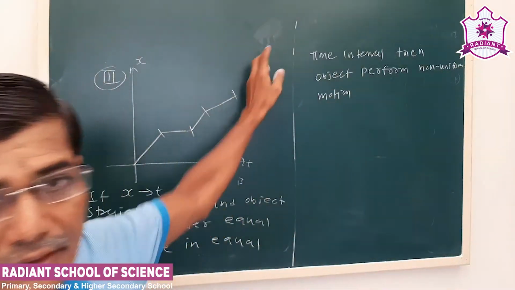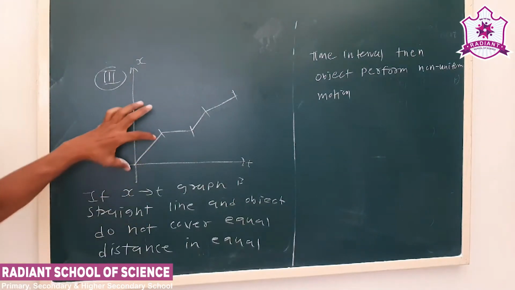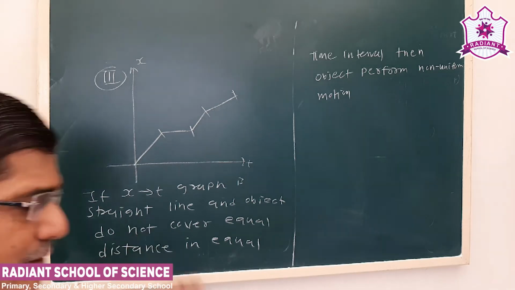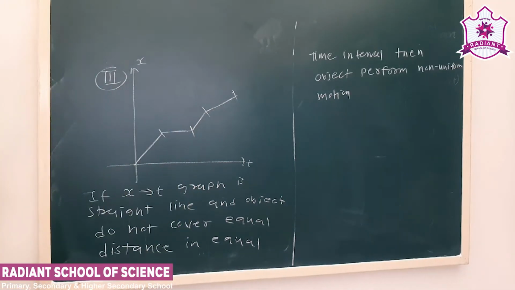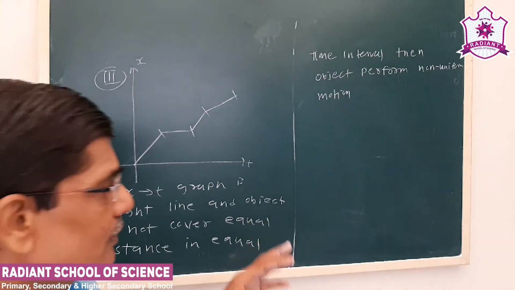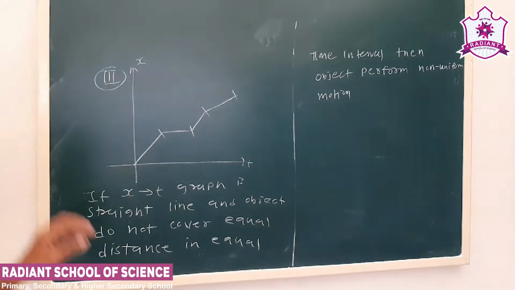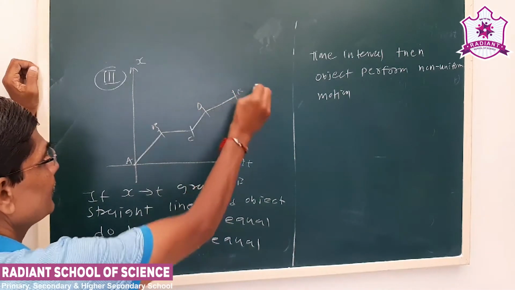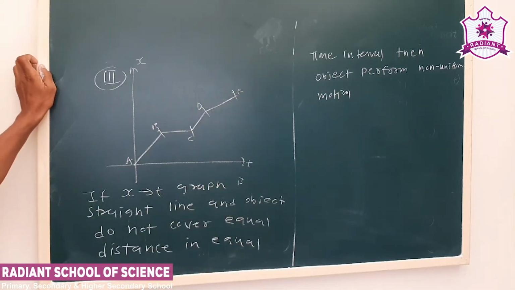Okay, this is also a straight line, but see, in equal time intervals the distance covered will be different. The time interval is different and the distance covered is also different, so the ratio will not be the same for each part. Let us say AB, BC, CD and DA. The value of the speed will be different, so that's why it is non-uniform motion.